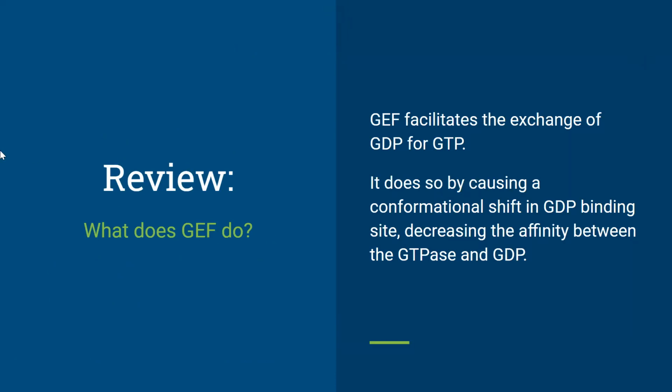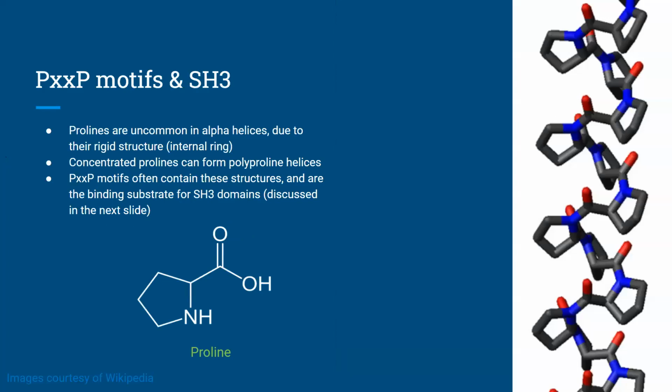GEF facilitates the exchange of GDP for GTP. And basically, when it binds, it causes the GTPase, which in this case is going to be RAS, to lose affinity for GDP. And then that open binding pocket allows GTP to diffuse in. So we're going to see that in a sec. And then just some more context before we get started.